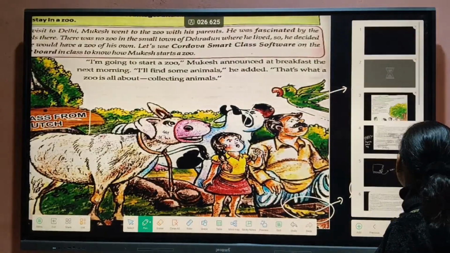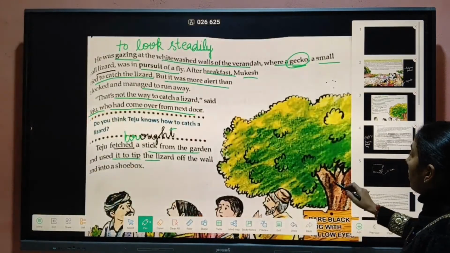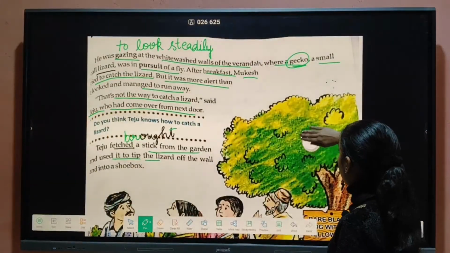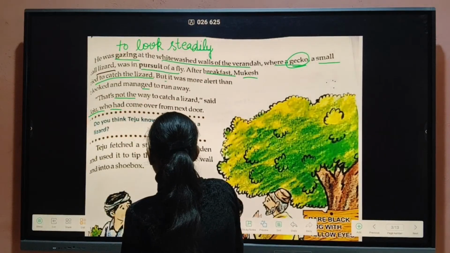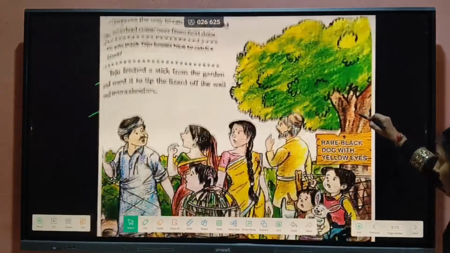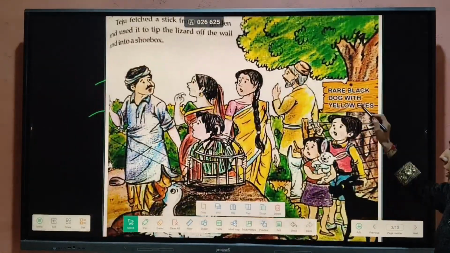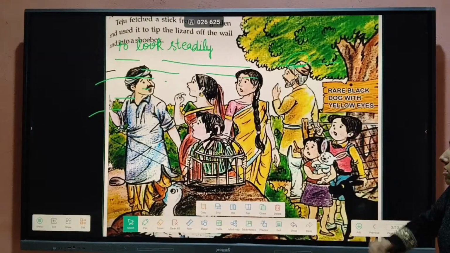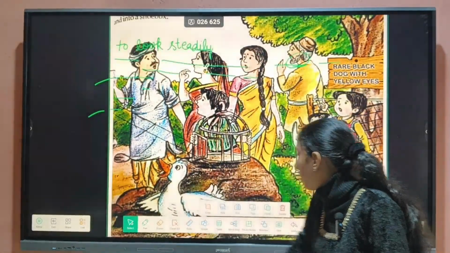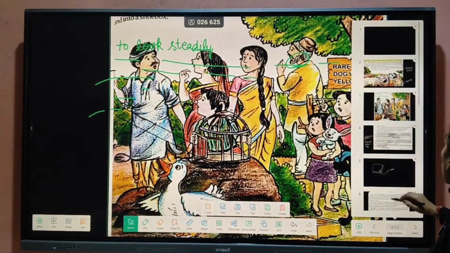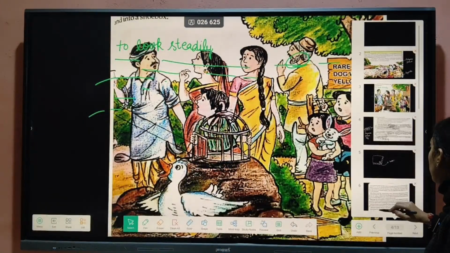In the next picture, see, here they have made a signboard, and what is written on it? Rare black dog with yellow eyes. Here is Koki's white rabbit. Here is a duck. So they have put all the animals together.